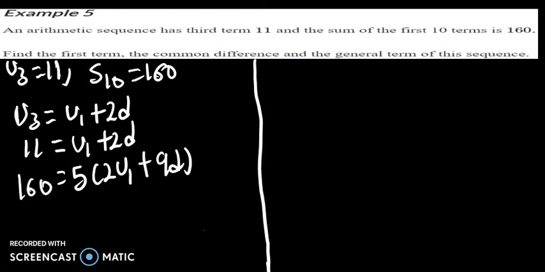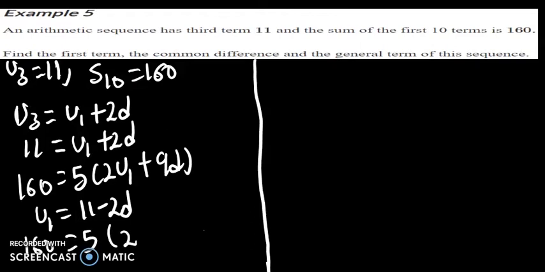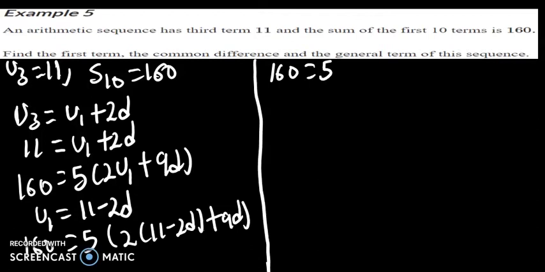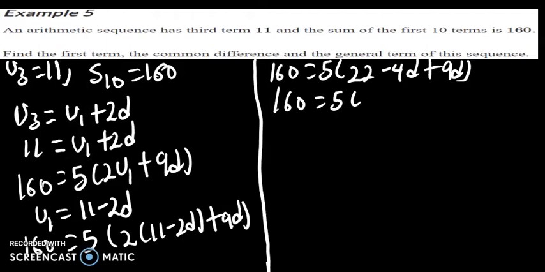So we use the substitution method. u1 becomes 11 minus 2d. When you move 2d to the other side, it becomes negative. So 160 is equal to 5 times (2 times (11 minus 2d) plus 9d). So 160 is equal to 5 times (22 minus 4d plus 9d). So that becomes 160 is equal to 5 times (22 plus 5d).